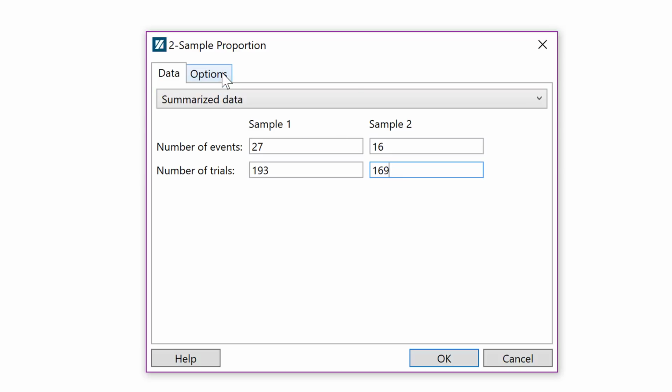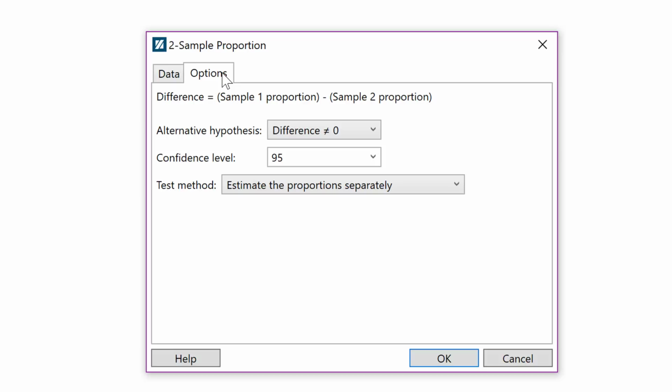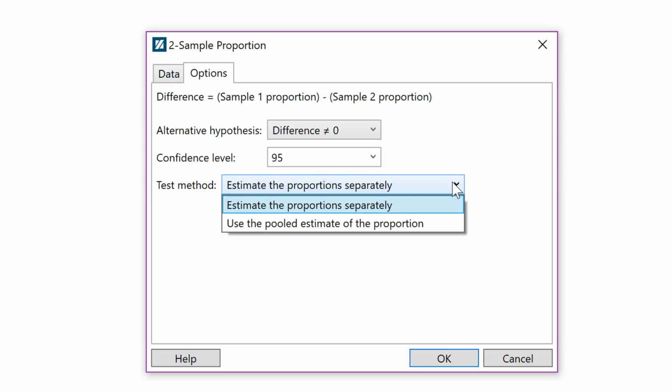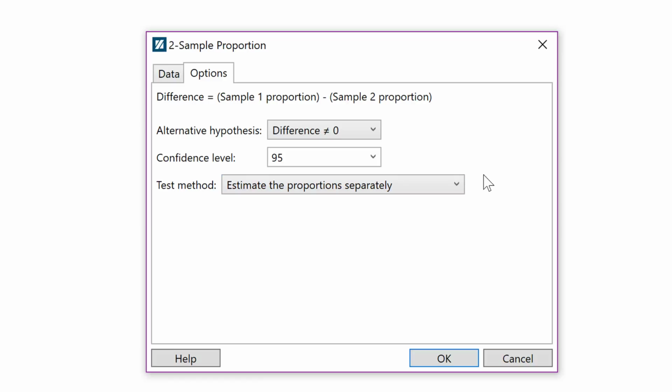Under Options, the default is a 95% confidence interval. The last drop-down here is Test Method. For a confidence interval, we are estimating the proportions separately. This is the default. Recall the two different standard error equations that we saw earlier. For confidence intervals, we estimate the proportions separately. For hypothesis testing, we use the pooled proportion. So for a confidence interval, you do not need to change the default test method. Click OK.